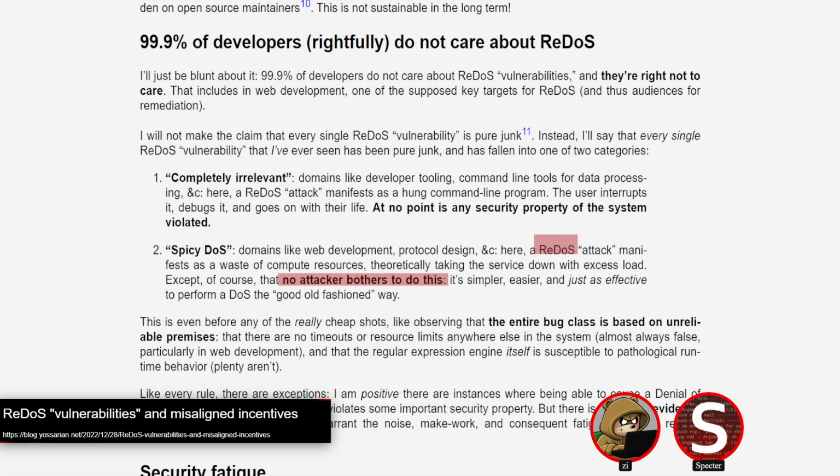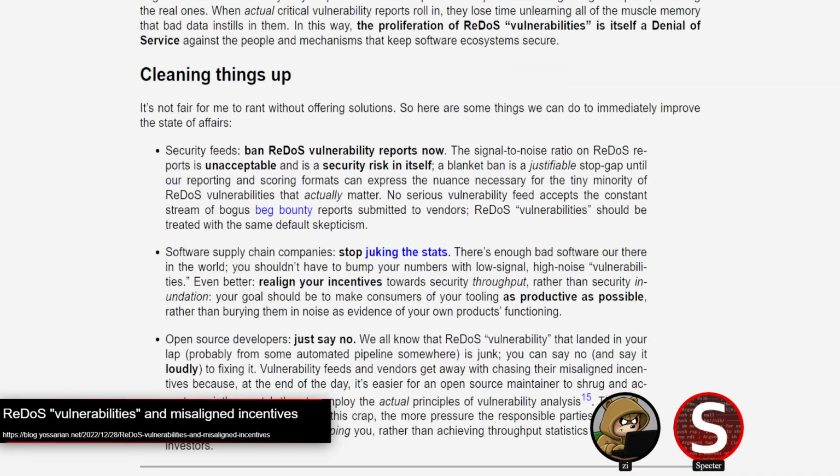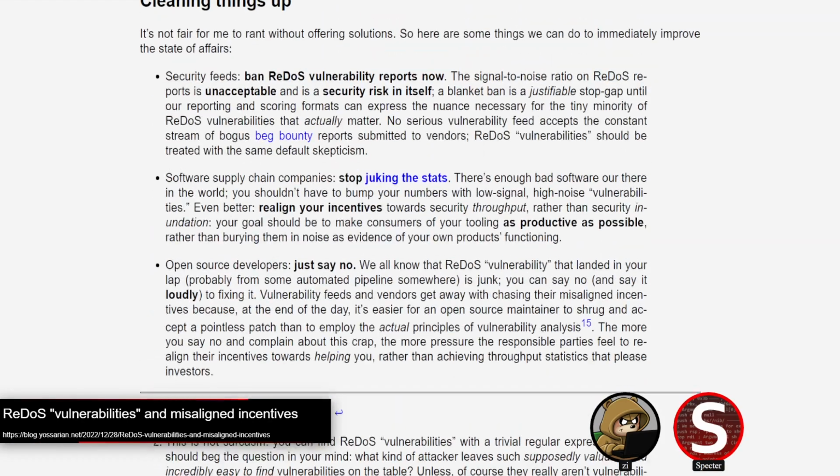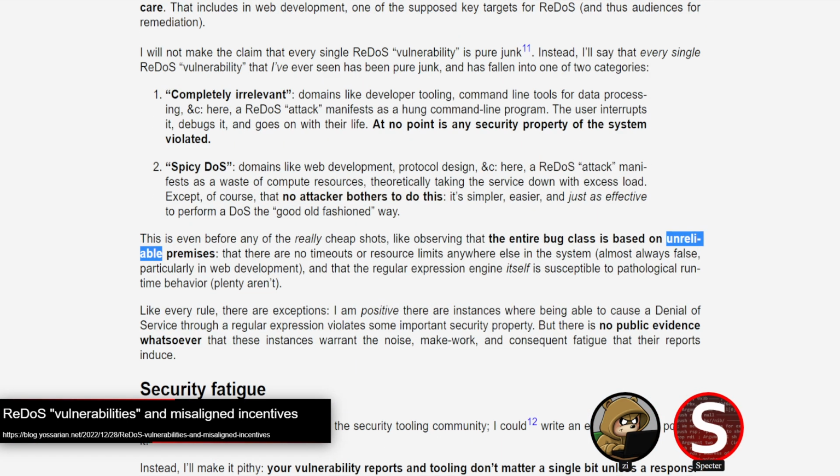Maybe. To be fair, I think there are different types of denial of service attacks and different severities. One thing he points out in this post, in the cheap shots section that I thought I would highlight here, is that the bug class is based on unreliable premises, that there are no timeouts or resource limits anywhere in the system. That might have been true once upon a time, a long time ago, but it isn't really true anymore. So even calling it a DoS in some cases might be a stretch, either because of resource limits or timeouts, or because a lot of them are reached in really weird and obscure ways.